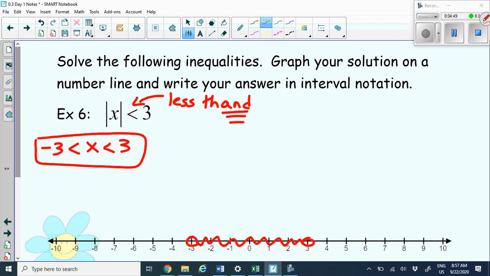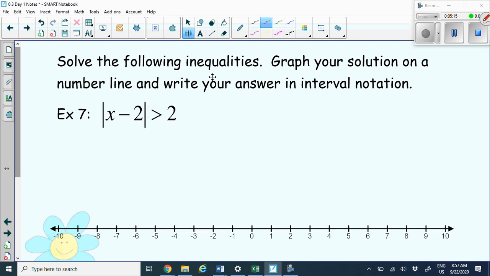Now our last thing we have to do is write our final answer in interval notation. So this is also going to be very similar to what we've done before, especially with parentheses and brackets. Okay, since we have open circles, we're going to use parentheses. Notice we have a starting position of -3, and then we go to 3. And we use parentheses because we have open circles. Okay, let's go ahead and do the next one.